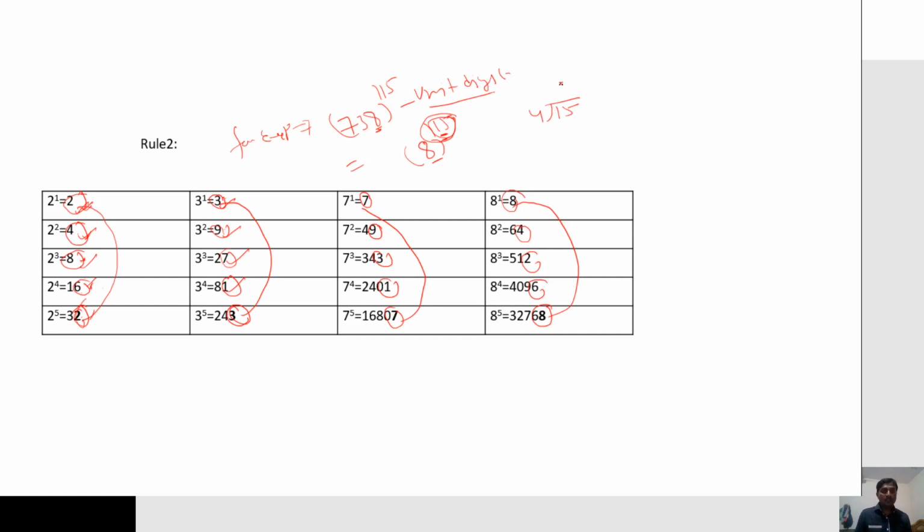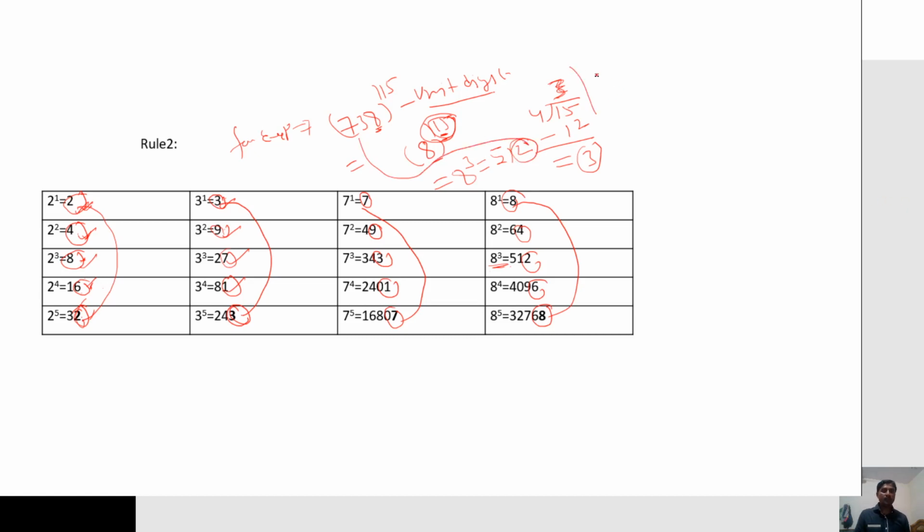Okay, 4 threes are 12, dividing by 4, 4 threes are 12, and this gives the remainder 3. This remainder we take as the power: 8 to the power 3 is 512. Find this out; this gives the unit digit. In this case the unit digit is 2.